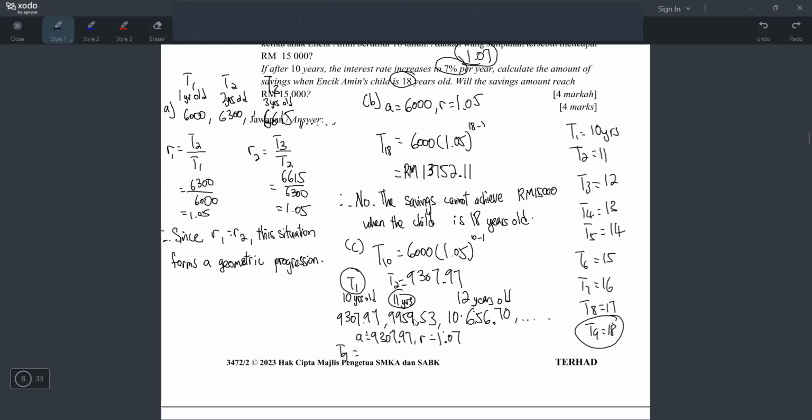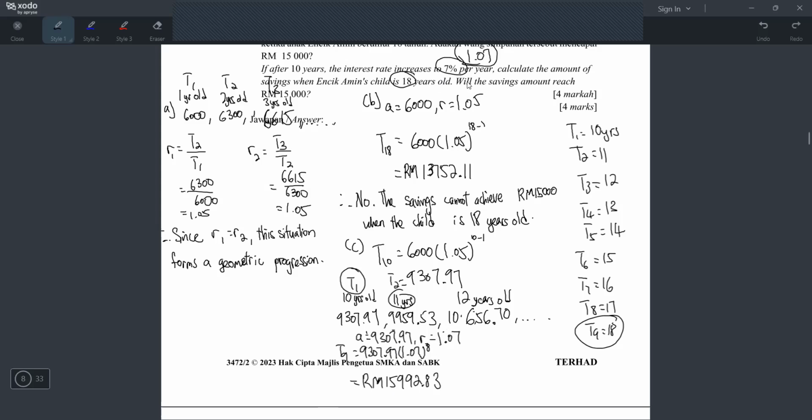But since I'm assuming this is my first term, the 9307.97, that's why I have to find T9. So let's use the formula ar to the power n minus 1. The a is 9307.97, the r will be 1.07, and the power will be 9 minus 1, which is power 8. Now, if we press the calculator, we will get that value. Multiply with 1.07 to the power 8. My calculator gives me 15992.83, and that will be in RM. RM 15992.83. So this will be the answer.